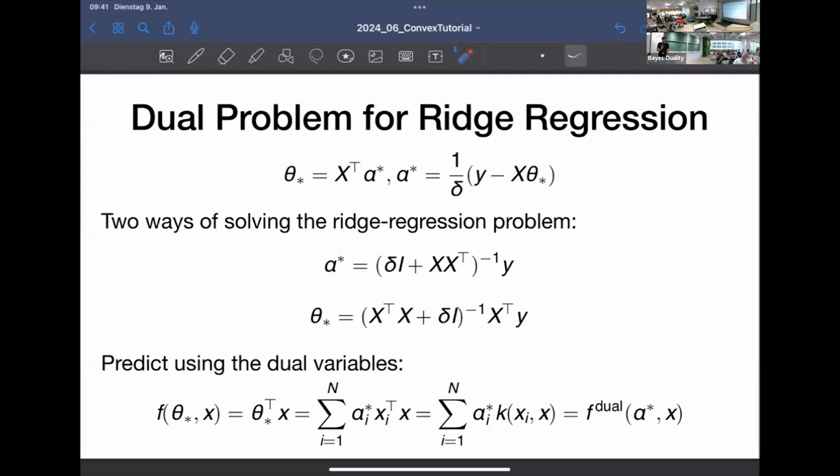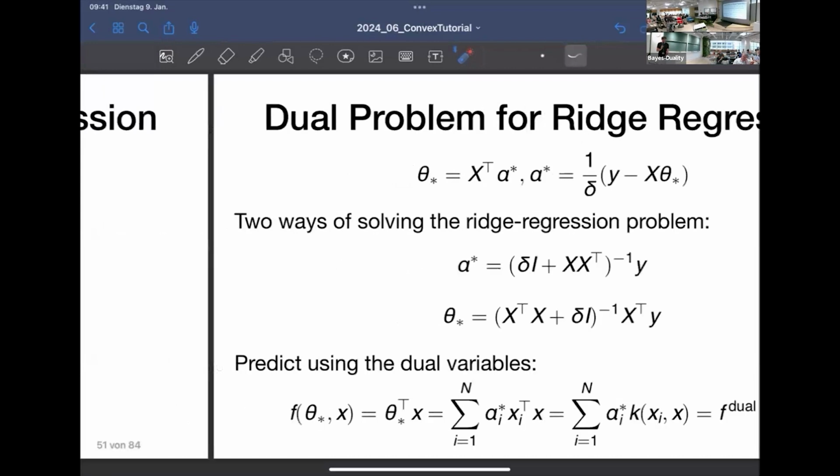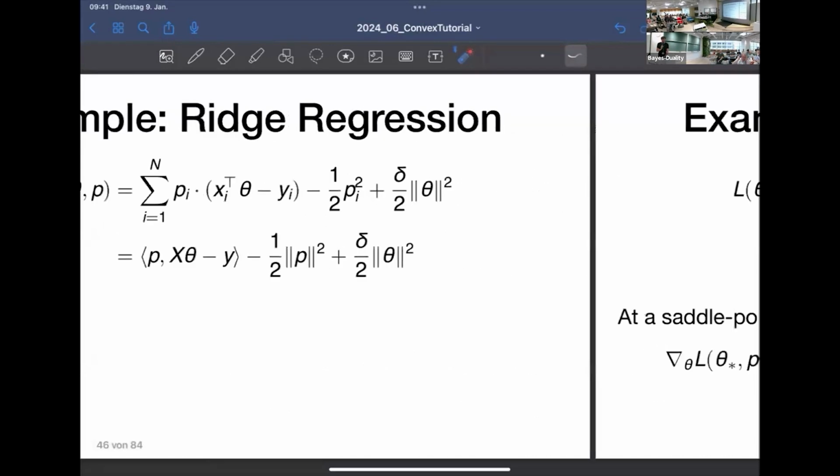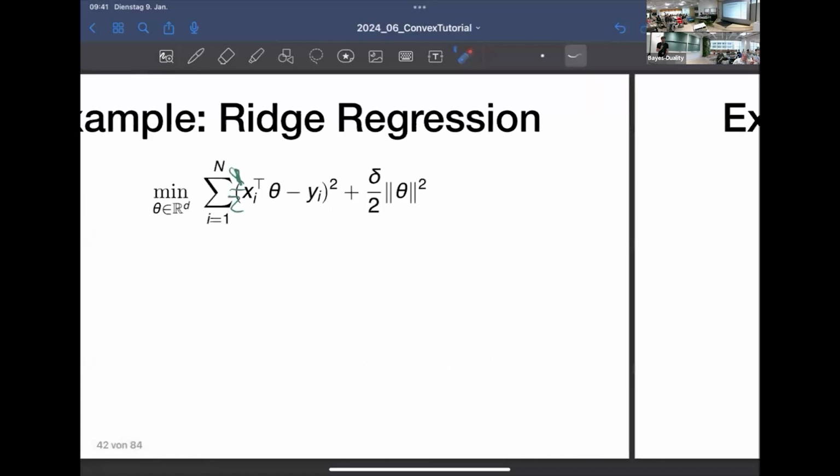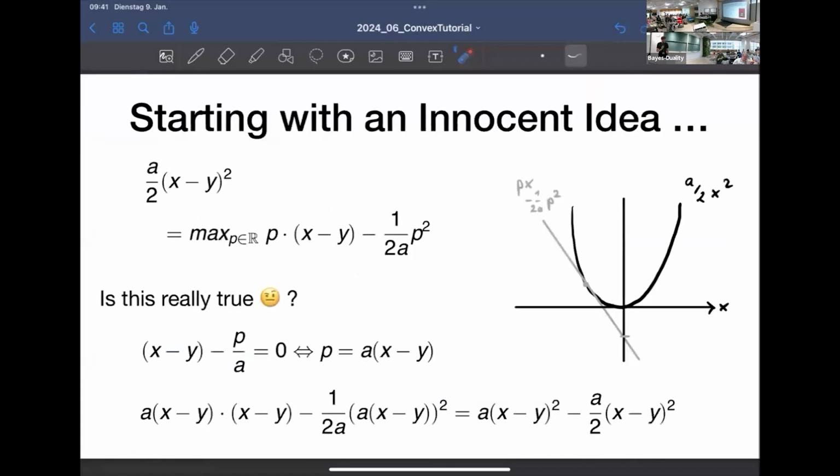I see. So the question was, how did I write the quadratic function as a maximum over linear functions? Exactly, for just this case. First thing, if your function is convex, there's a proof that you can always write it as a maximum over linear functions. The only question is, how did I know that this is -1 over 2a p squared?